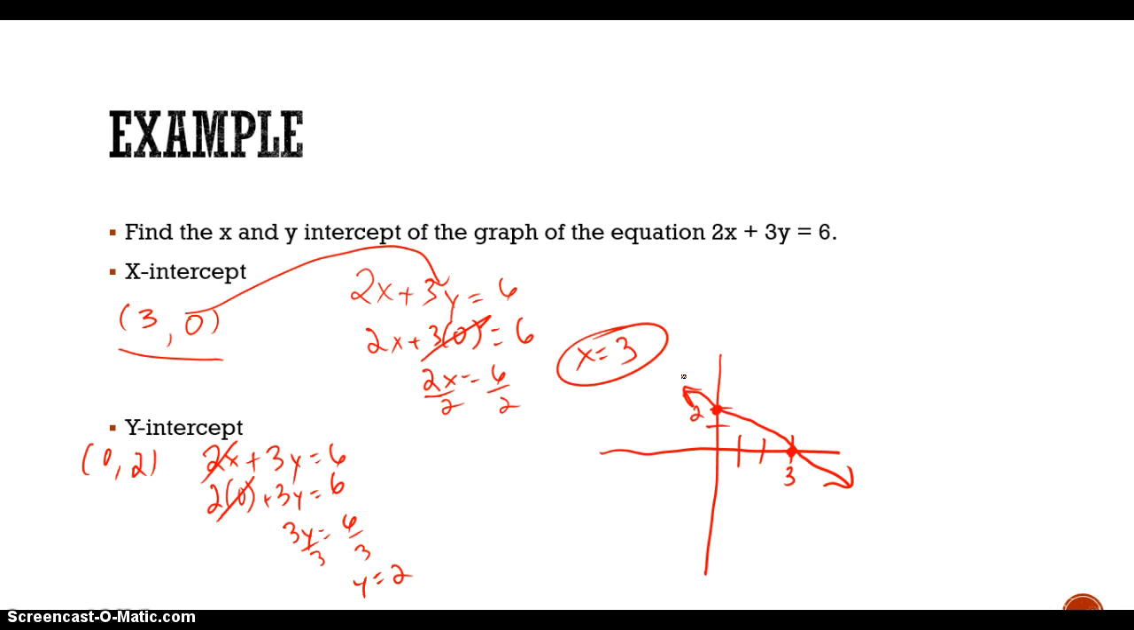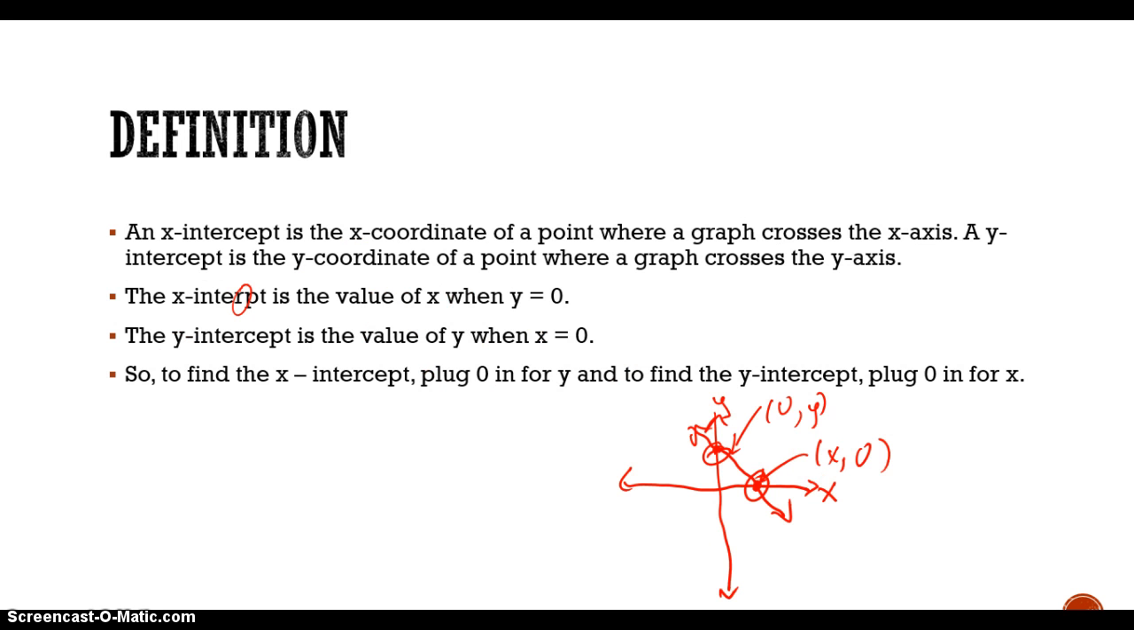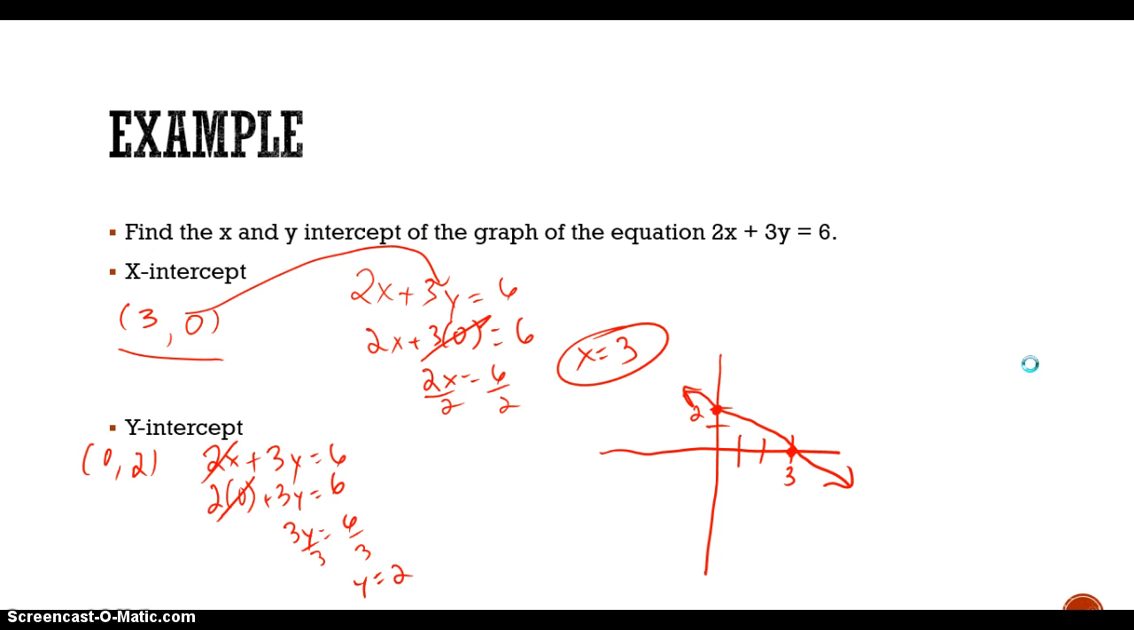Okay, so again, it's very important that you understand the first part here. This is very key, this sentence right here. So to find the x-intercept, you plug in 0 for y. To find the y-intercept, you plug 0 in for x.